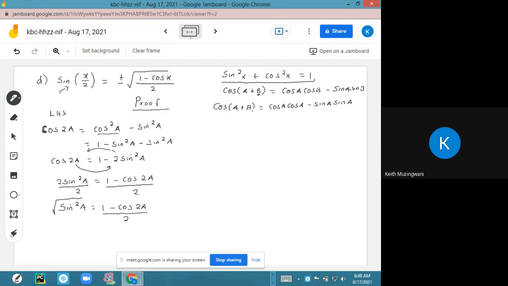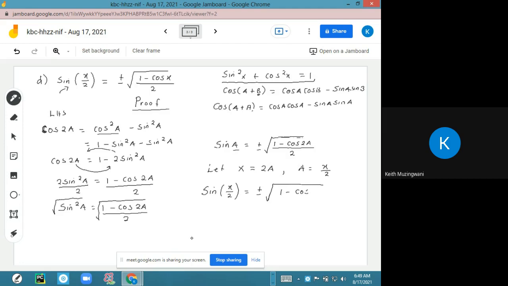If we square root, because we're looking for sine, we're going to have sine A is equal to plus or minus the square root of (1 minus cos 2A) over 2. At this point, we let x be equal to 2A so that A will be equal to x over 2. And substituting where it is A, we will have sine of x over 2 equals plus or minus the square root of (1 minus cos x) over 2, where there is 2A, we have x. And this is the proof.